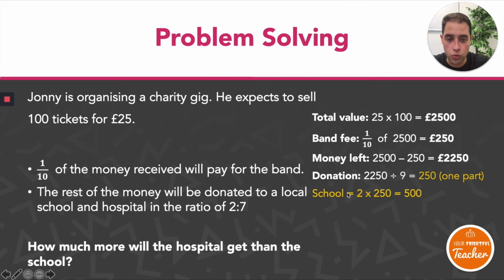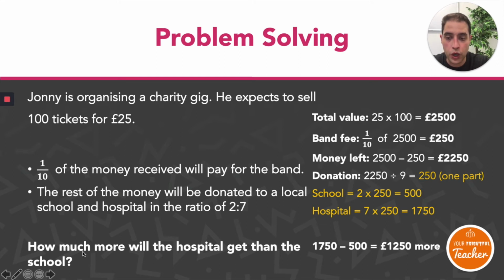So the school has 2 parts. So I do 2 times the value of one part, which is 250, which gives us 500. And the hospital has 7 parts of that, so it's 7 times 250, which is 1,750.